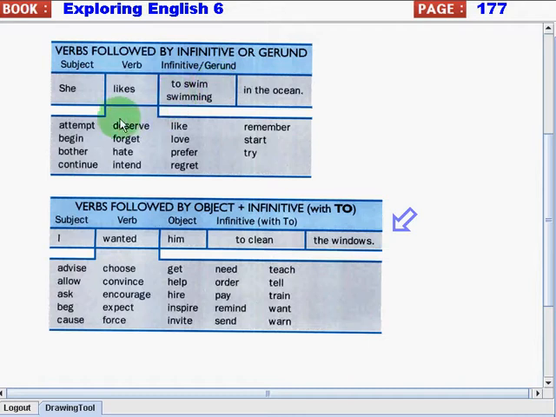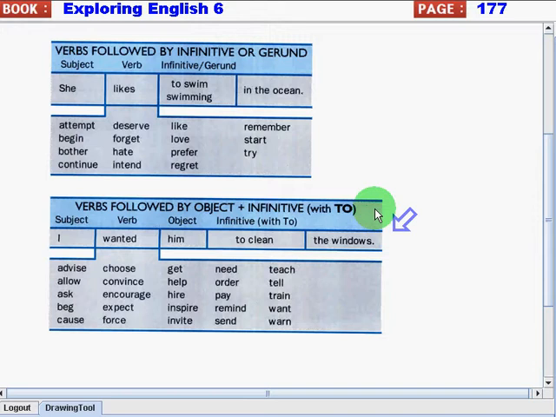Okay, let's read some verbs here below. Attempt, begin, bother, continue, deserve, forget, hate, intend, like, love, prefer, regret, remember, start, try.